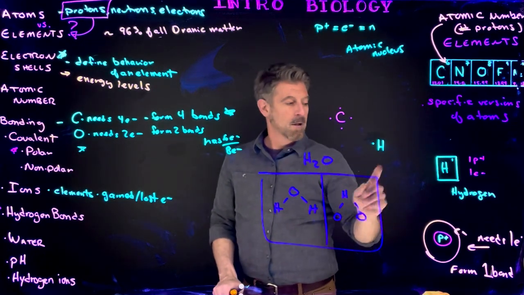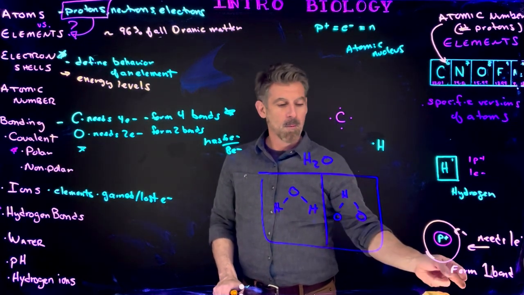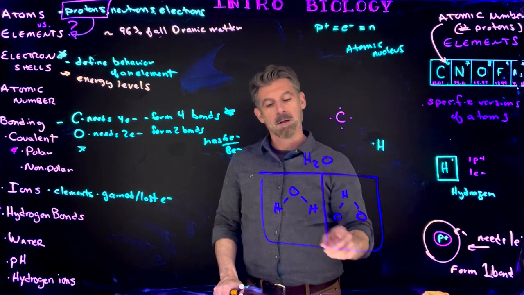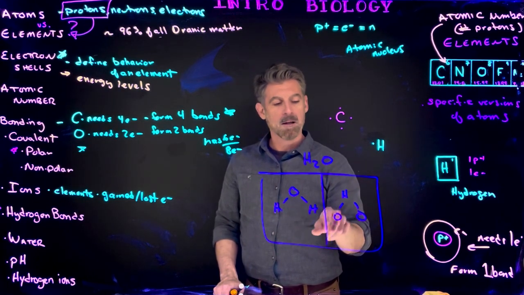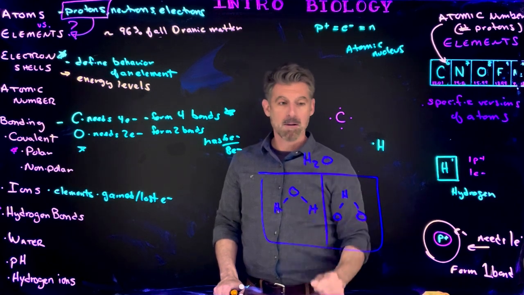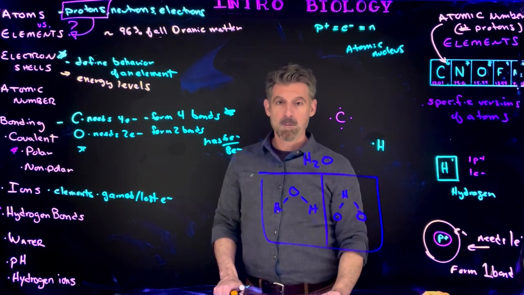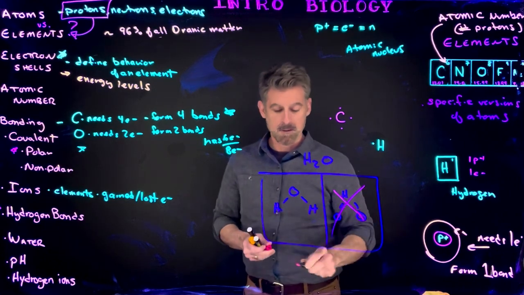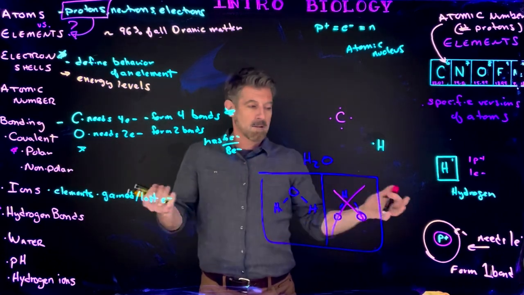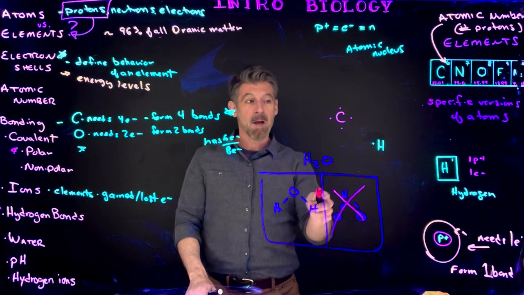Hydrogen needs 1 electron, which means it can form 1 bond. Here we have a hydrogen with 1 bond. Here we have a hydrogen with 1 bond. Here we have a hydrogen with 2 bonds. Can hydrogen form 2 bonds? No, it can't form 2 bonds. It doesn't form 2 bonds like that. It's not possible.